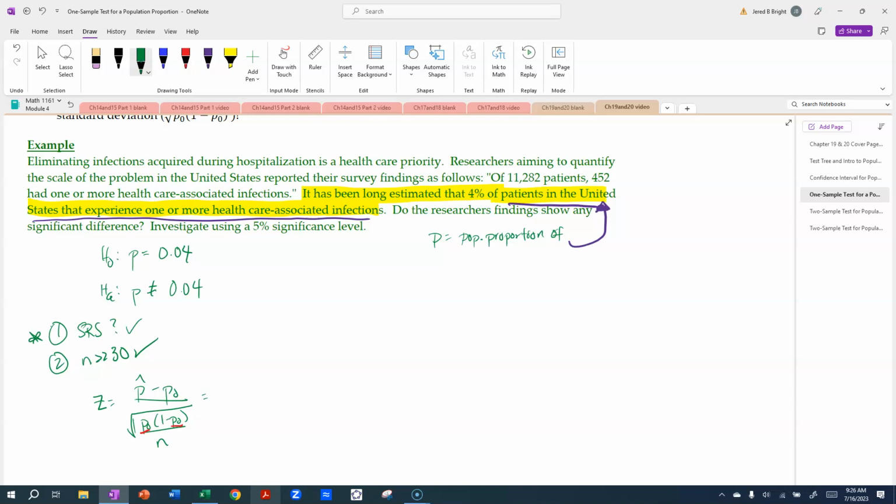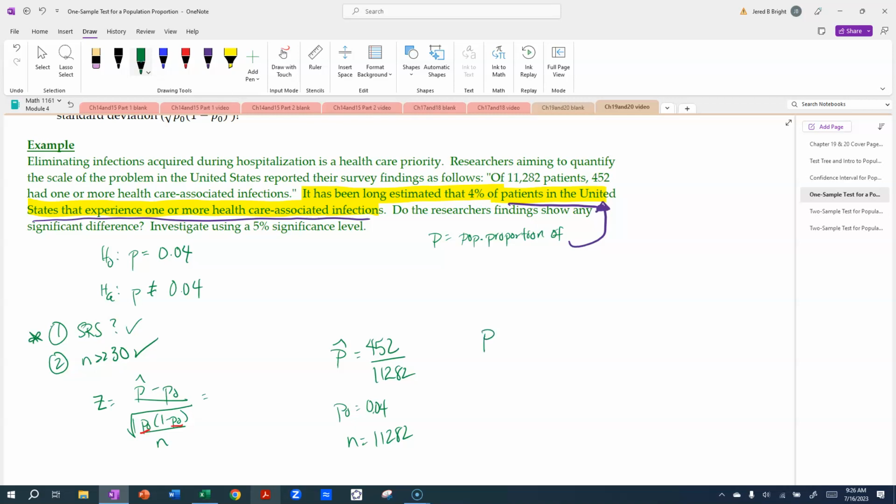Okay, so p hat, how much is p hat? Well, we actually calculated earlier, it'd be 452 out of 11,282, the number of people from the sample with the trait of interest. And then p0 is going to be 0.04, okay? And then n was 11,282, okay? So we're going to go back into Excel and calculate this.